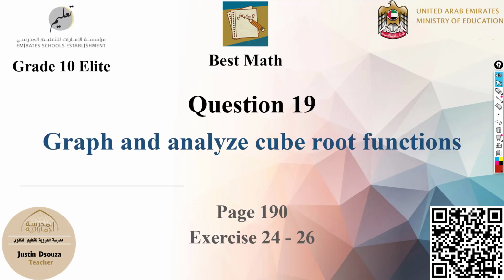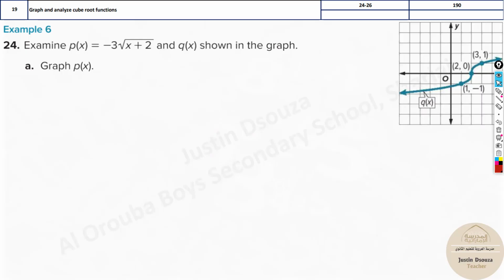Question number 19 is to graph and analyze cube root functions. It's not only cube root, there is square root as well. Now here they have given a graph already. The graph is given, q of x. This is the q of x graph shown, and examine this particular graph. Now you don't need to do accurate stuff, but how exactly do you graph this?